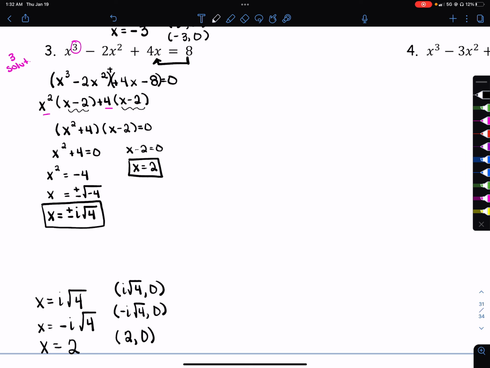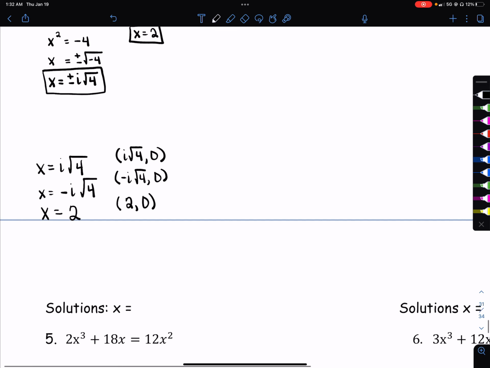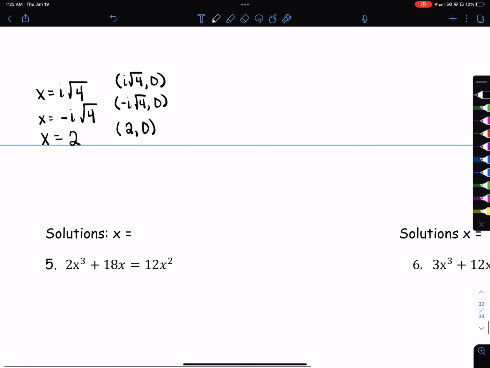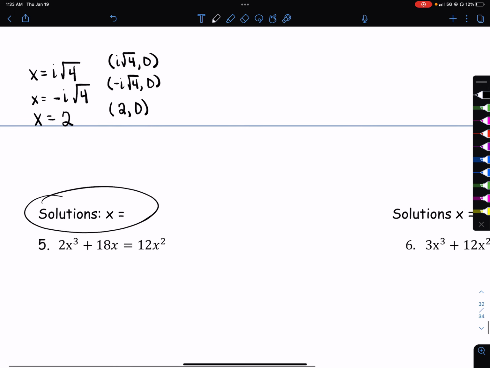So let's go ahead and, excuse me. Let's go ahead and work on number 5. Yep, here's my solutions. That's where I must have moved it to the second page when I didn't need to.